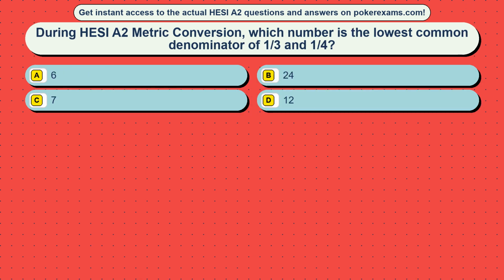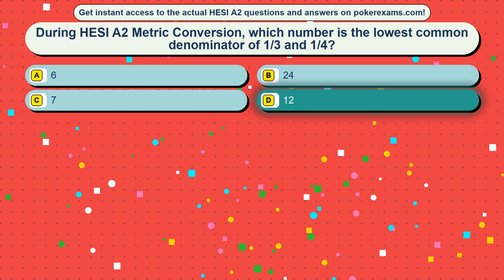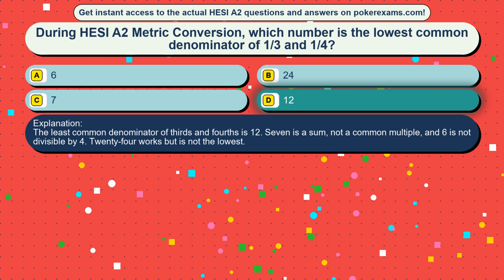Question 11. During HESI A2 metric conversion, which number is the lowest common denominator of 1/3 and 1/4? Option A 6, option B 24, option C 7, option D 12. The correct answer is option D, 12. The least common denominator of thirds and fourths is 12. 7 is a sum, not a common multiple, and 6 is not divisible by 4. 24 works but is not the lowest.